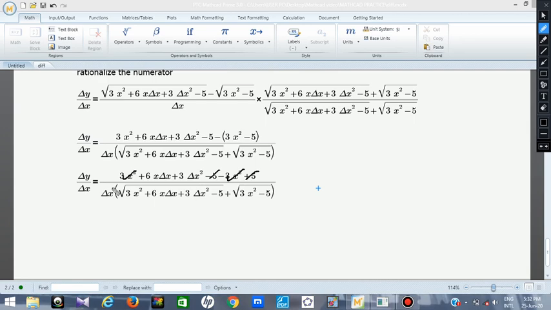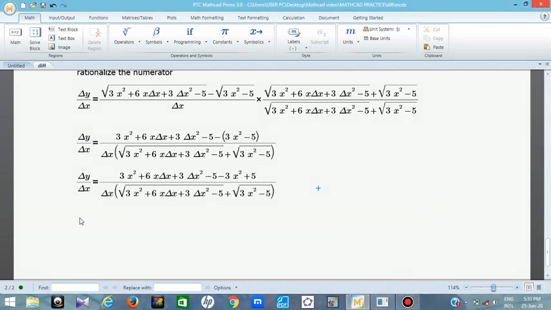Then delta x, this is the denominator. You can also cancel out delta x and delta x squared, leaving 6x in the numerator plus 3 delta x. That's what will be left in the numerator. So take note of that. 3x squared minus 3x squared will be 0, they will go. Minus 5 plus 5 will be 0, it will go. Then we divide delta x here, and we also divide delta x squared, leaving 6x plus 3 delta x in the numerator.